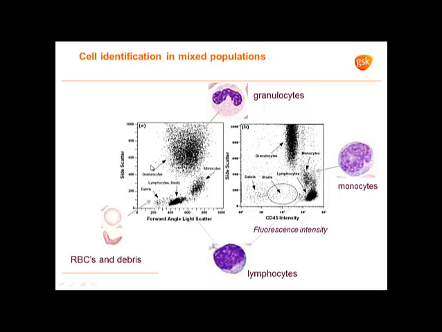As you can see here, these are granulocytes. As you know, they're more granular, so they're more sensitive to the side scattering parameter. Likewise, if you label these with specific fluorescent antibodies, in this case an anti-CD45, which is the common leukocyte antigen, you can then start to tease out more and more information from these populations of cells.